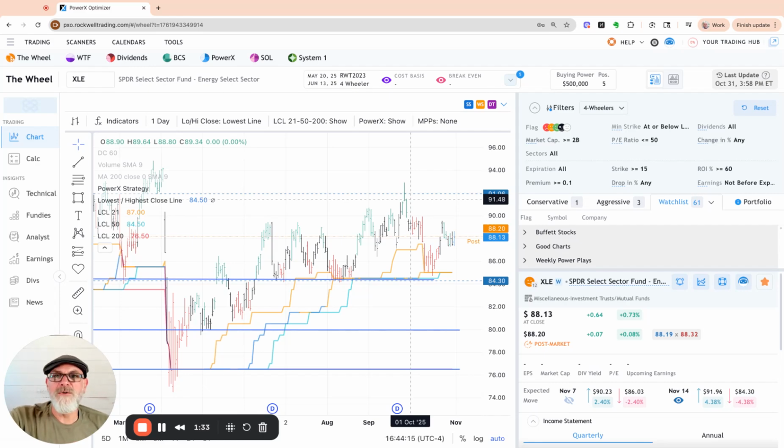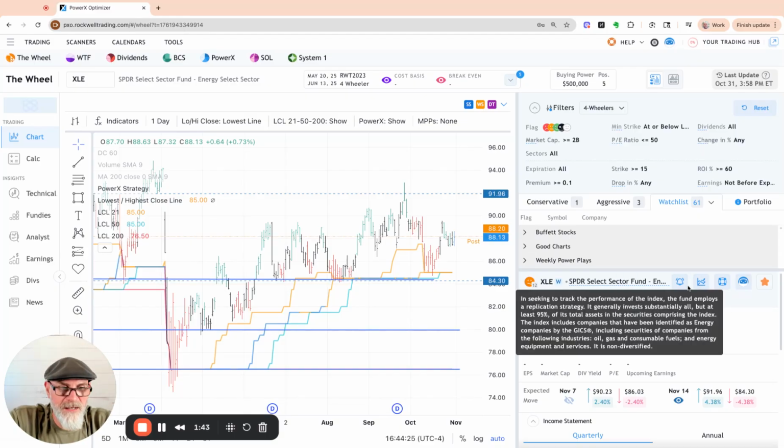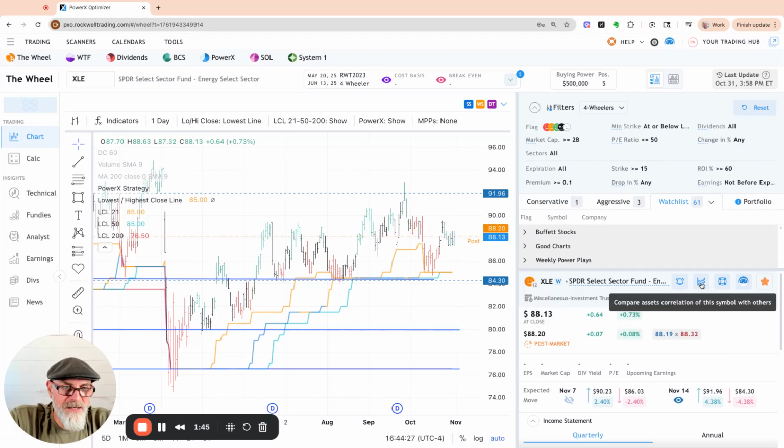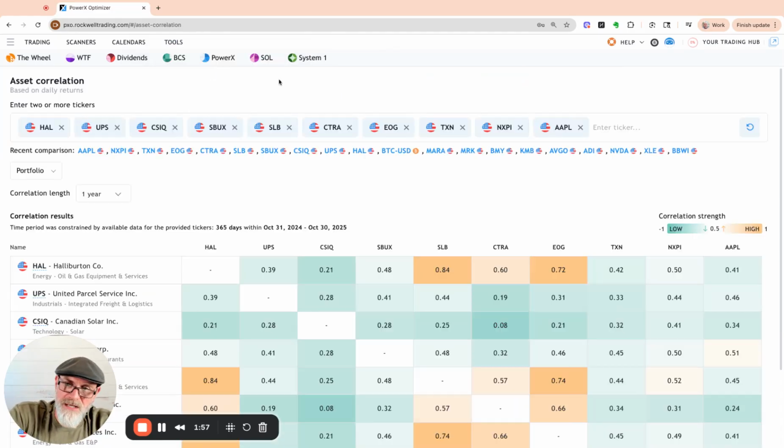So we have a tool here that will help us understand what these correlations look like. We could access it with this icon here to the right of the ticker symbol in the wheel analyzer. This icon here, we see the pop-up reads compare asset correlation of this symbol with others. We could click on this. We could also access this tool by clicking on tools and selecting asset correlation.